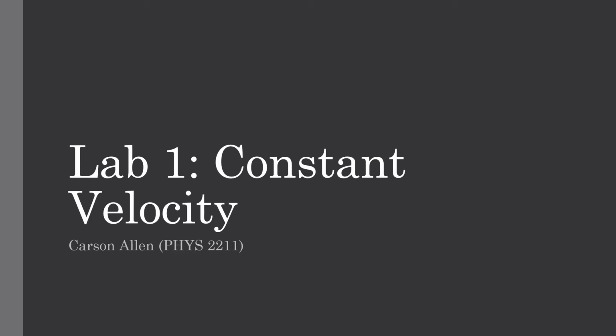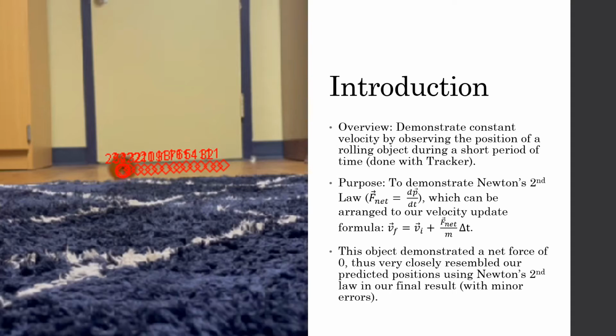My name is Carson Allen, and this is Lab 1 on constant velocity for Physics 2211. The purpose of this lab was to demonstrate constant velocity as we observe the position of a rolling object over a short period of time with the tool Tracker. The purpose was to demonstrate Newton's second law, which we can rearrange to find our velocity update formula.